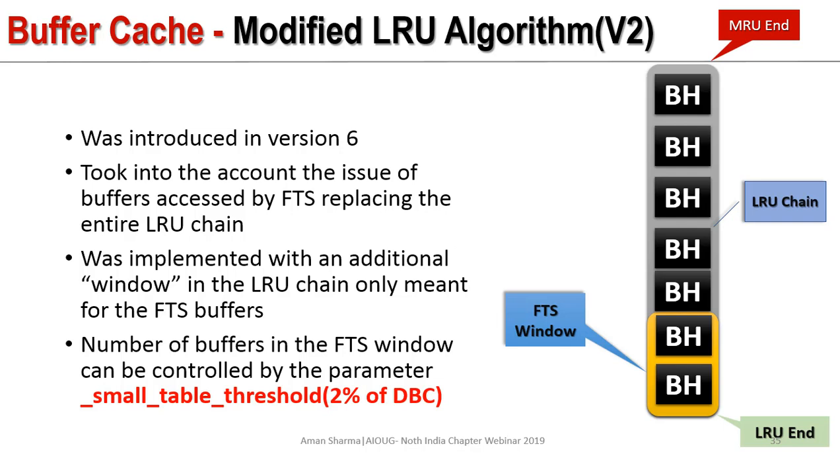This FTS window, or full table scan window, is used only for those buffers which are part of your full table scan. This window is controlled by the parameter small table threshold, which is 2% of the database buffer cache, which was again fine. That means you could have the other set of things available in the standard cache, but it also created the trouble that you are possibly using it for other structures which are not going to take the best of this LRU algorithm properly.